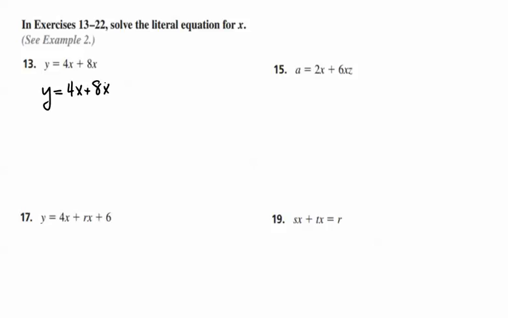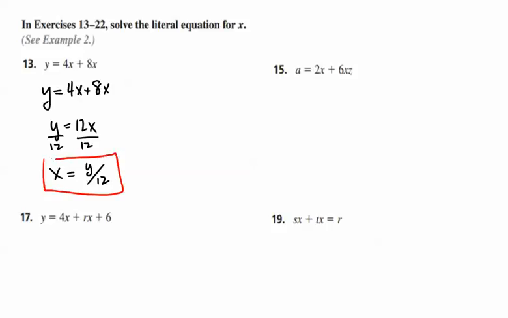We have y is equal to 4x plus 8x, but here we do have like terms, so we simply can rewrite this as y is equal to 12x. And then if we wanted to solve for x, all we'd have to do is divide both sides by 12, so that x is equal to y divided by 12. And so that would be our answer to the first equation, solving it for x.